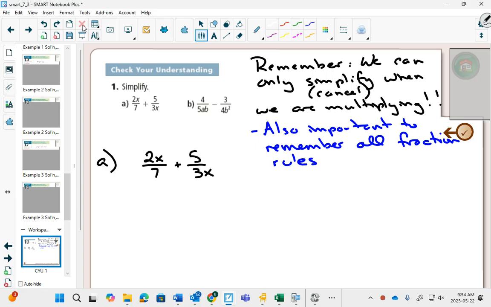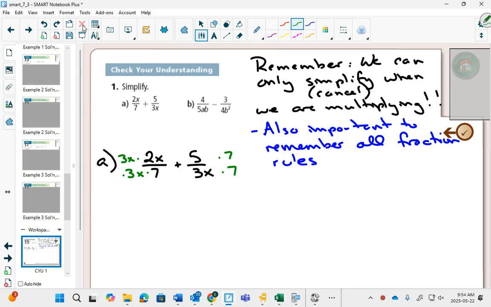I look at my denominators, and for one, I have to make the numbers the same. Can you see that the lowest common denominator with 7 and 3 would be 21? So we're going to have to multiply this one by 3 and this one by 7. I also noticed that there's an x in the second one, and there's not an x in the first one. So the first one needs an x as well.